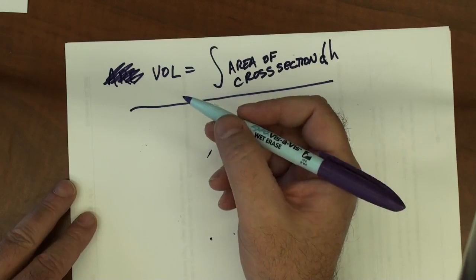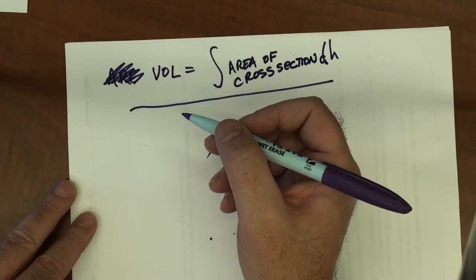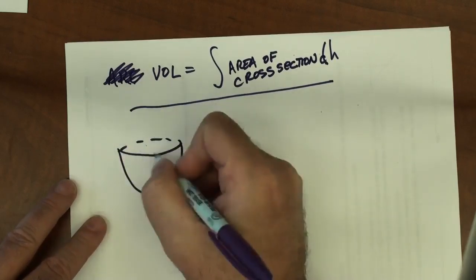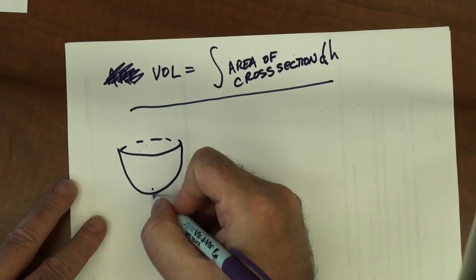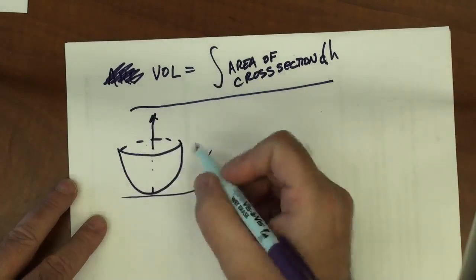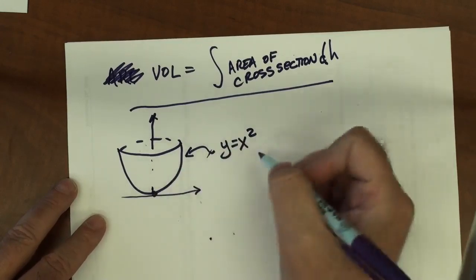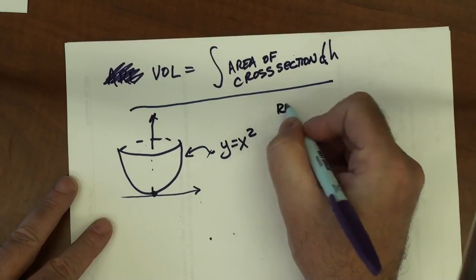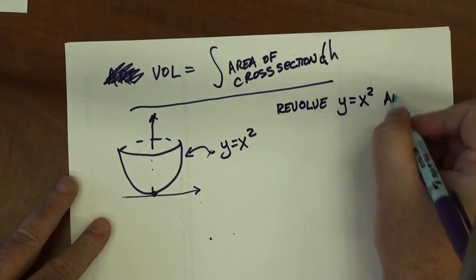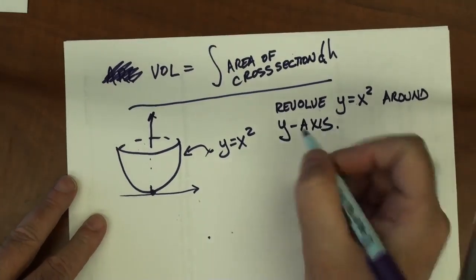Say instead of having a pyramid thing, I have a bowl. And this bowl has a parabolic side. So this is a parabolic dish, like something from a satellite hookup, and you want to fill it with water and know how much water it holds. So we have a parabola here, and we rotate it. Let's just do the parabola y equals x squared, and we rotate it around the y-axis, and this gives us a bowl.